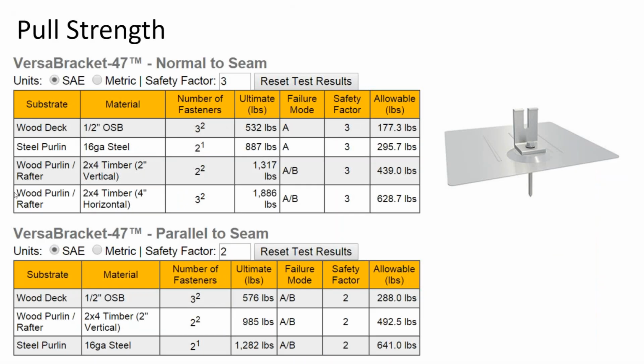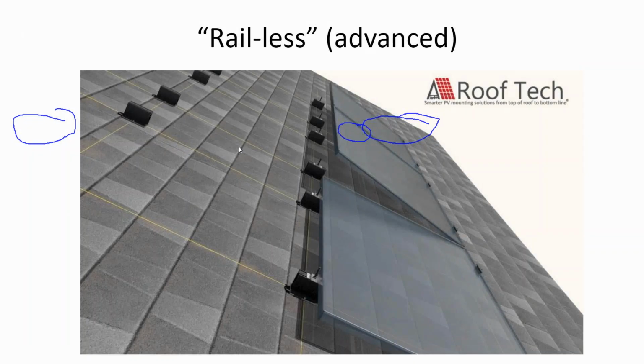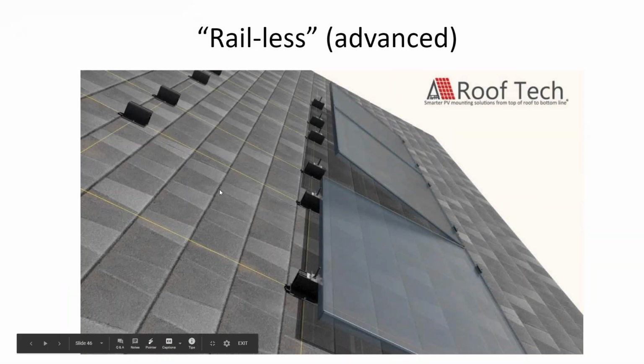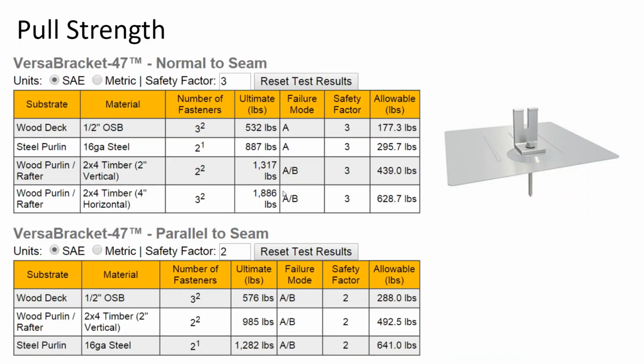Getting back into our decking versus rafter design, if we go into the decking, we have a 180-pound uplift force with a safety factor of 3. So if you go all the way to the edge of the roof, you might exceed that threshold. If you stay in the interior of the roof, you're fine. The problem with railless racking is you have to make sure that you don't go all the way to the edge of the rooftop if you're hitting the decking and not the rafters. It's a little bit less of a strong system.